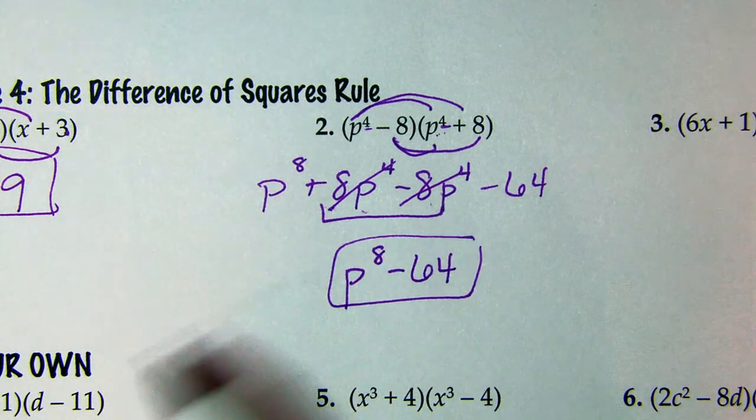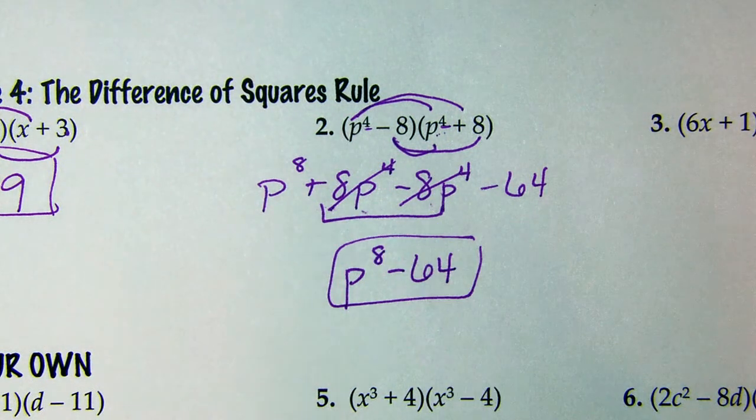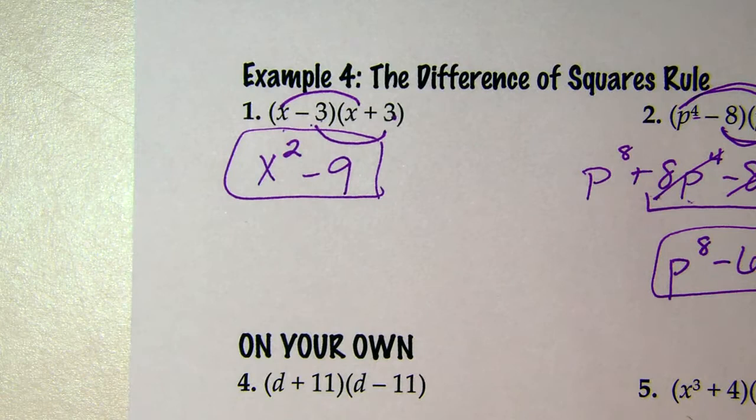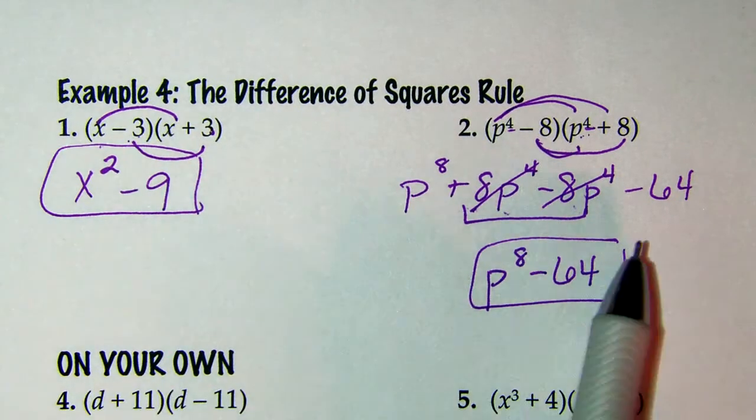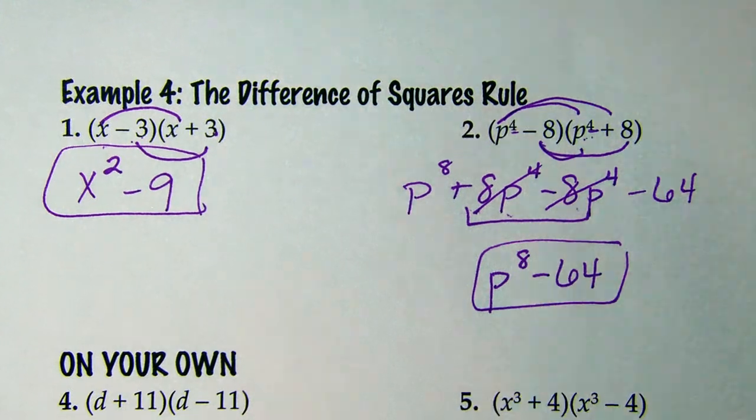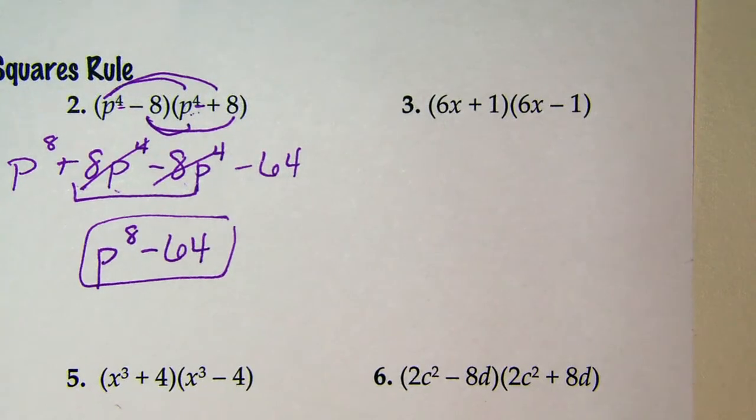So if you know that, you don't even have to multiply the middle 2, which is why I didn't on number 1. So either way is fine. You can do number 1 with the shortcut, or you can multiply the whole thing out and still get the right answer. I'm going to try the shortcut one more time on 3, and then you can decide which one you like better.